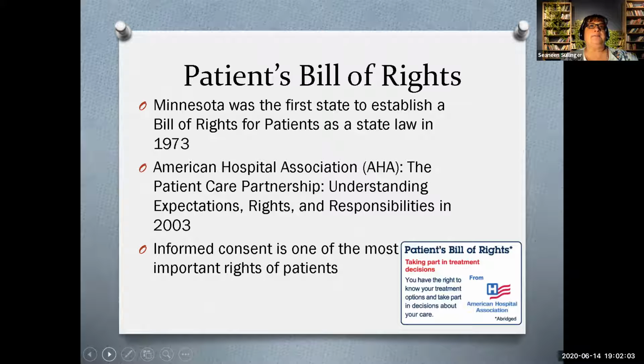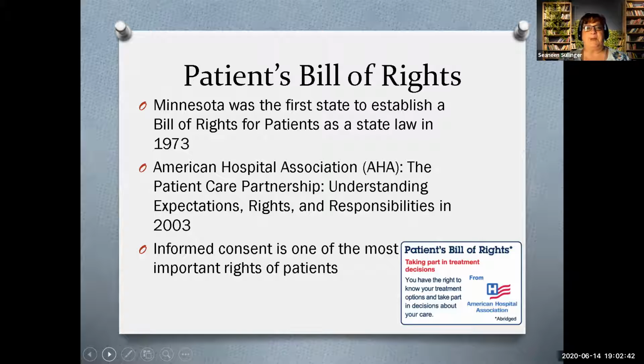And so the American Hospital Association extended that and added the responsibilities. And then if you're thinking of patient's bill of rights, an example of that would be informed consent. So that's one of the most important rights of patients. So when you think of patients' rights, they have a right to a grievance process. They have a right to the best care to be provided. They have the right to be informed of any procedures that are going to happen to them, to know what the billing is, to know rules and regulations, all these rights that the patient has.